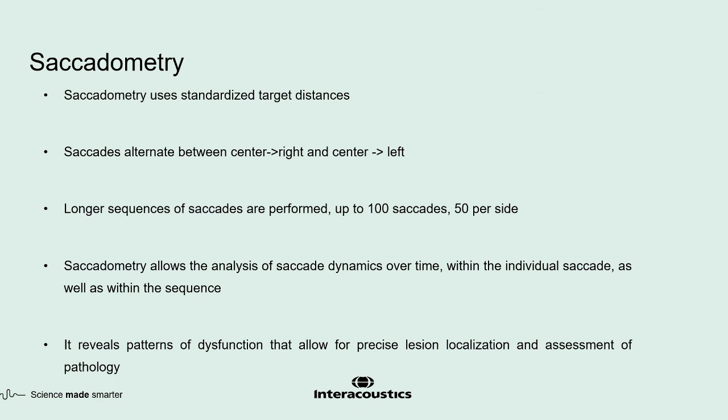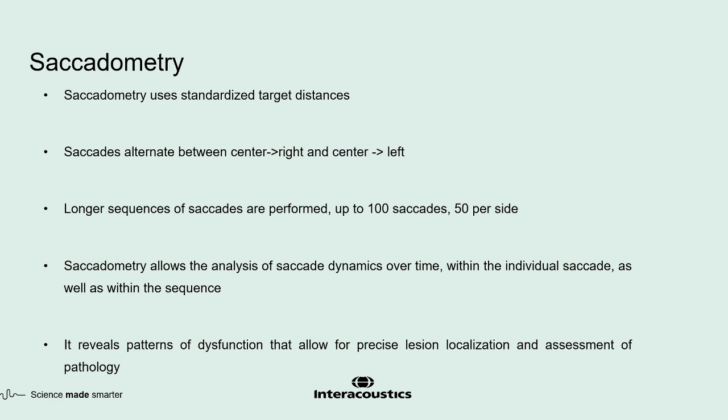Now, those are the traditional saccade tests, but saccadometry allows us to drill down very, very precisely and to several deeper levels of what's going on within those pathways. So for saccadometry tests, we use standardized target distances. Essentially what happens with a saccadometry test is that the patient has a target in the middle of the screen, and they're given a choice to saccade to the right or saccade to the left.